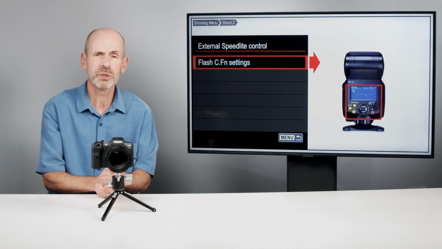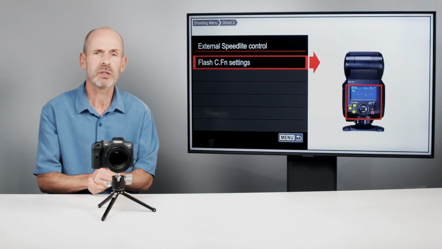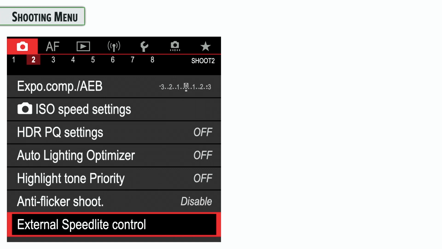And the same thing is true of the flash custom functions. There's a number of custom functions that you can also control on the camera. In this case, you do it through the camera itself.